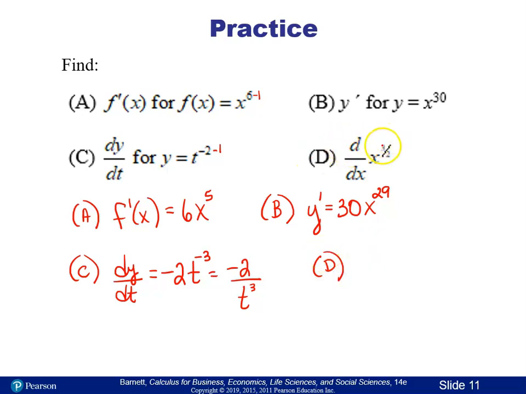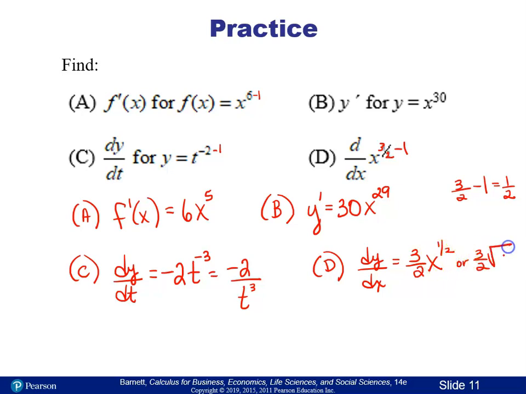And then it's a little hard to see, but this is the 3/2 power. So if I'm taking the derivative of this, I'm going to bring that 3/2 down as a coefficient. And then I'm going to subtract 1. So if I take 3/2 and I take 1 from it, that's actually going to be equal to 1/2. You could, if you are good at converting these, recognize that that is the square root of x.